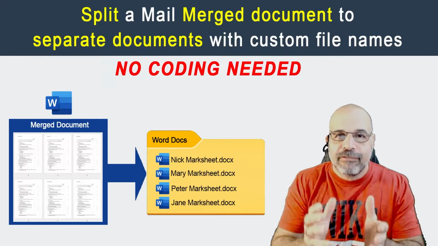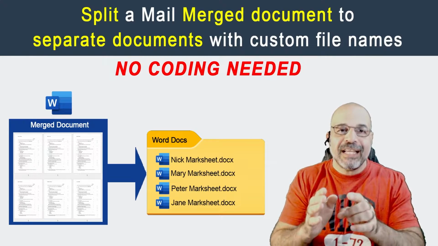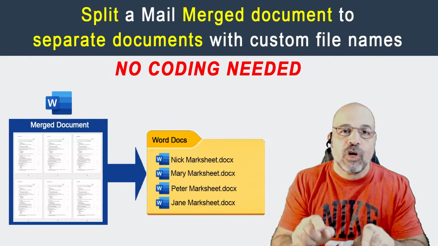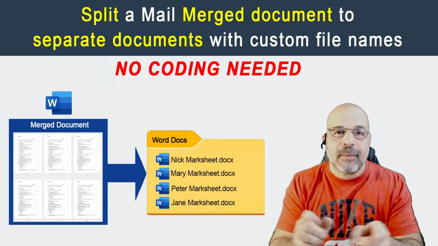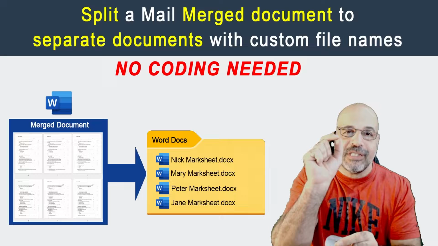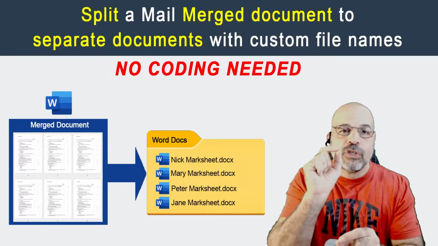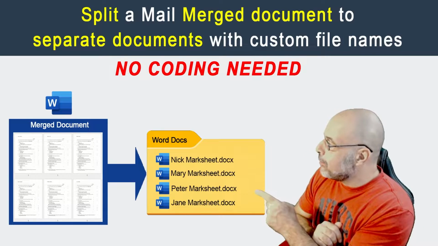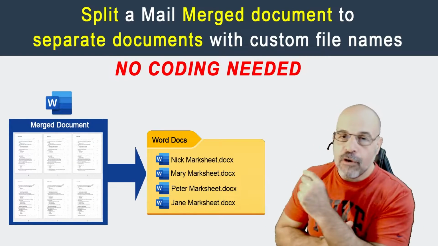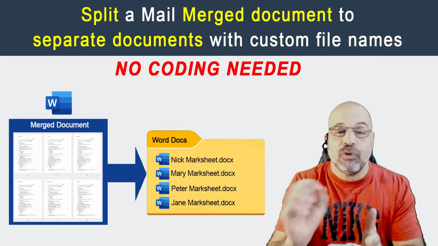Now, just to clarify, a merged document essentially is the result of having a template letter, for example, or a mark sheet, which I'm going to be using. And I want to customize that mark sheet for my students by putting the student's name at the top. And I want to be able to save the mark sheet of each student as an individual file, like I've got here. Okay, so each student's name for their mark sheet.